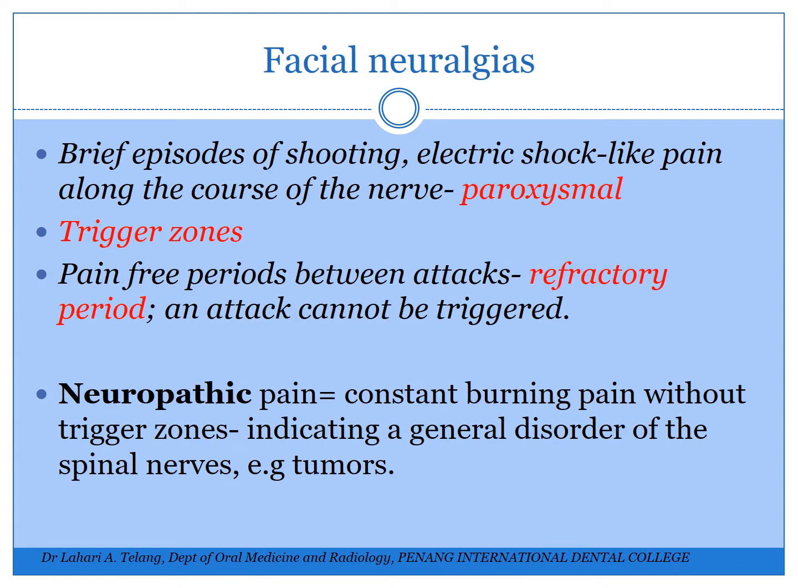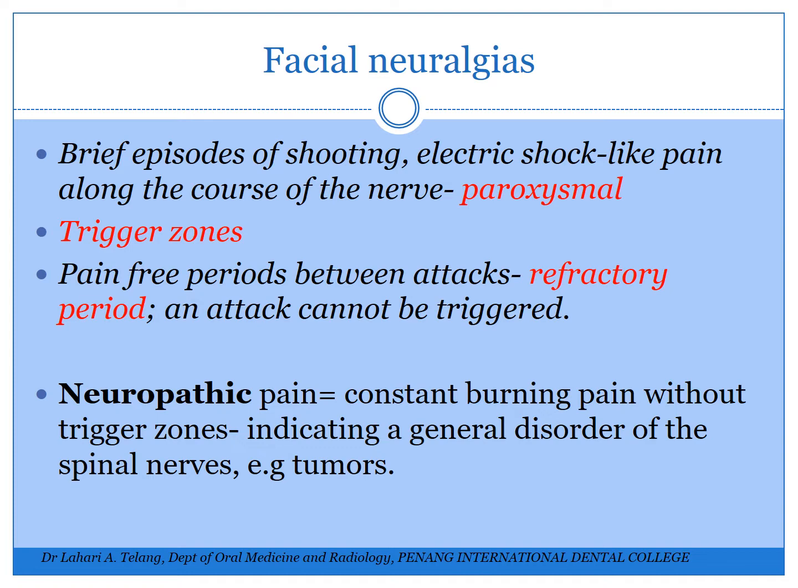Let's look at facial neuralgias in detail. Brief episodes of shooting pain, which is electric shock like along the course of the nerve. This is a very classical symptom of neuralgia, and this terminology is called paroxysmal. It's a very classical feature of neuralgia where there are brief episodes of shooting pain which comes and goes, and it's electric shock like, and it's along the course of the nerve. So this should be a classical symptom of the patient which should help us identify that we're looking at a neuralgia.